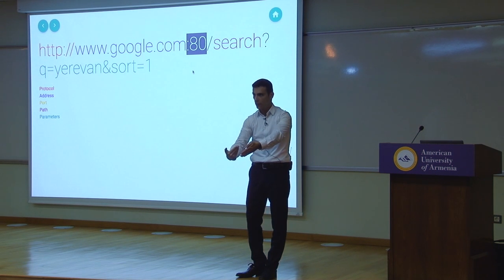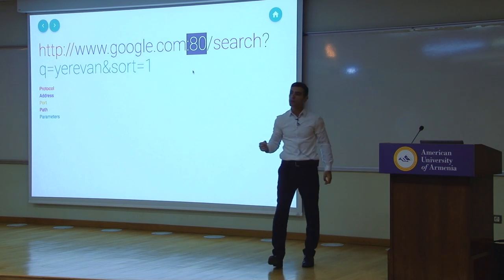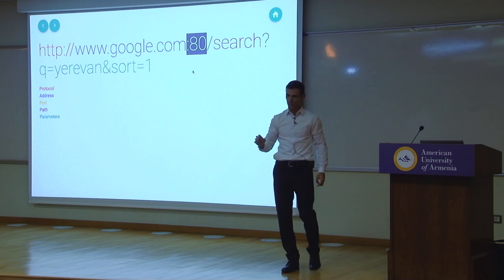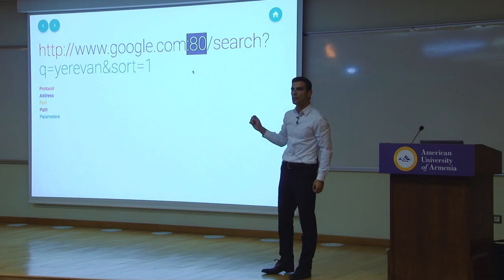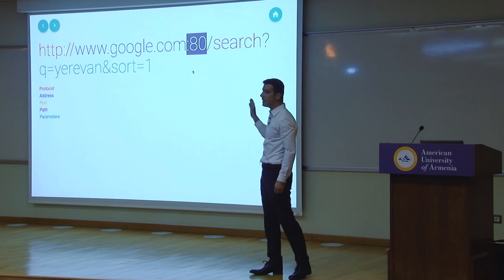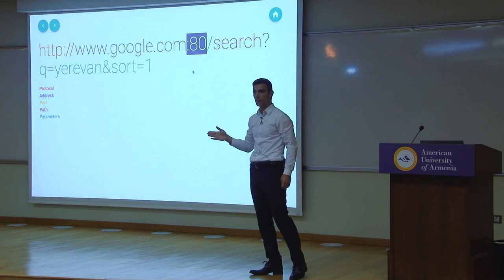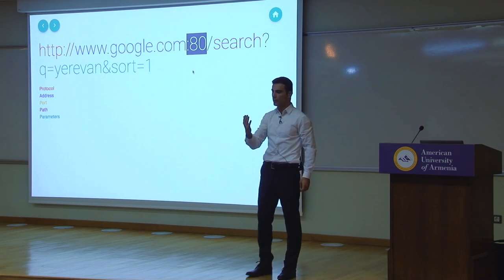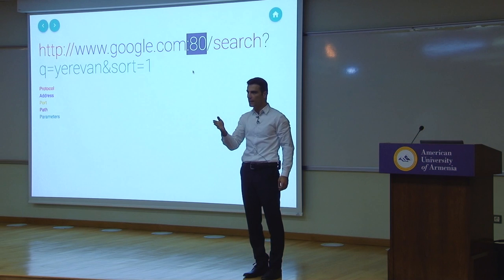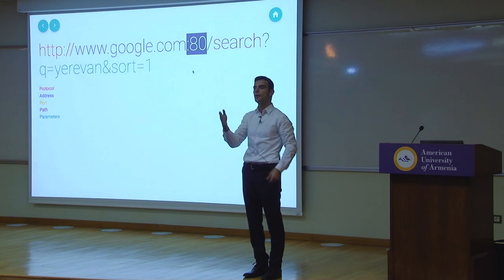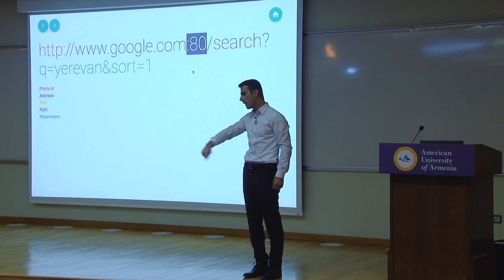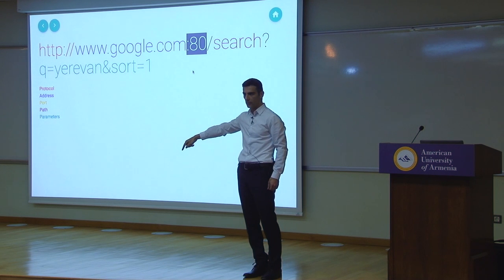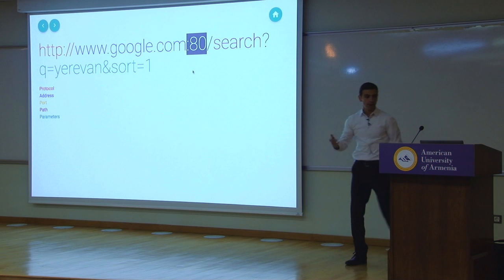Got it? Okay. So 80 happens to be the default, typically, the default for HTTP servers, which is why very often you don't type 80. You simply type google.com. You don't have to type 80. Because when the package arrives, the computer will say the port was not specified. It's an HTTP request. They probably mean 80, and it routes you to port 80. Got it? Okay. So let's continue.